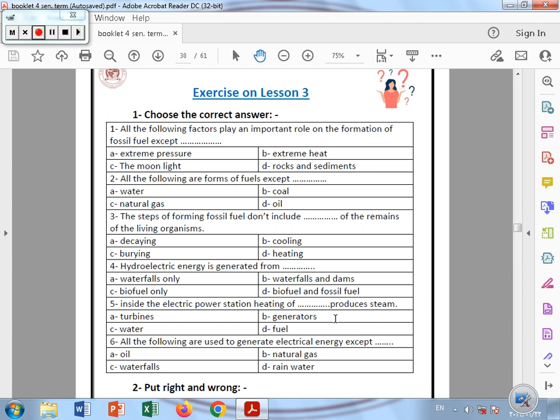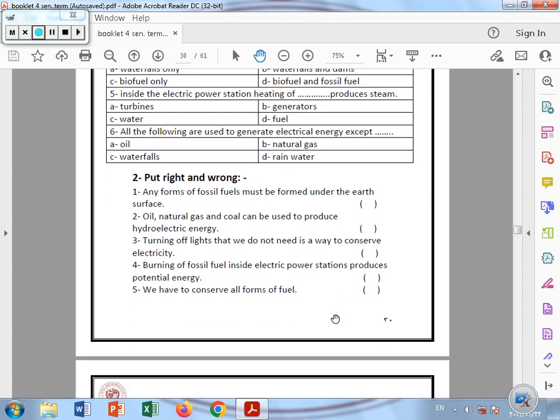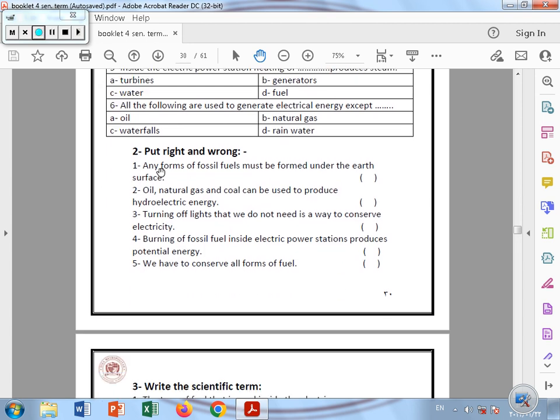Okay, let's move to the questions. Firstly, number 1: any form of fossil fuel must be formed under the Earth's surface. Yeah, that's right. All the fossil fuels that we discussed, natural gas, oil or coal, are formed under the Earth's surface. So that's right.